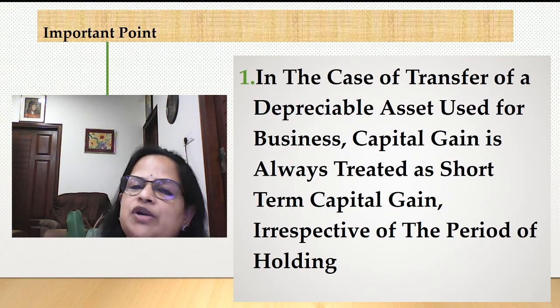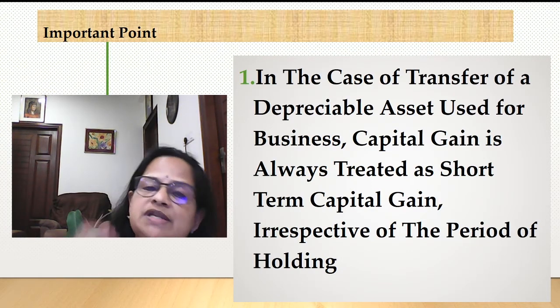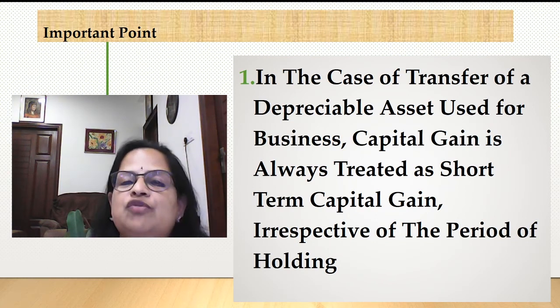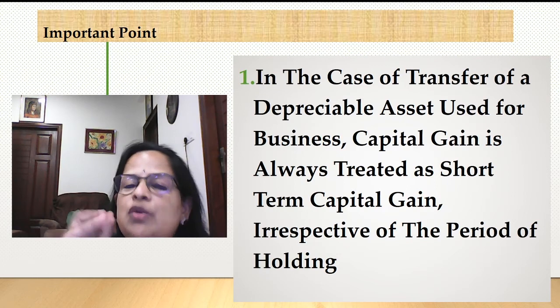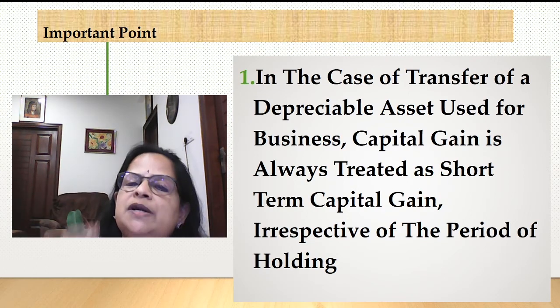This is very important, so I am reading this point again. In the case of transfer of a depreciable asset used for business, capital gain is always treated as short term capital gain irrespective of the period of holding. How do you know whether it's a depreciable asset? In the question, the written down value of the asset will be there.